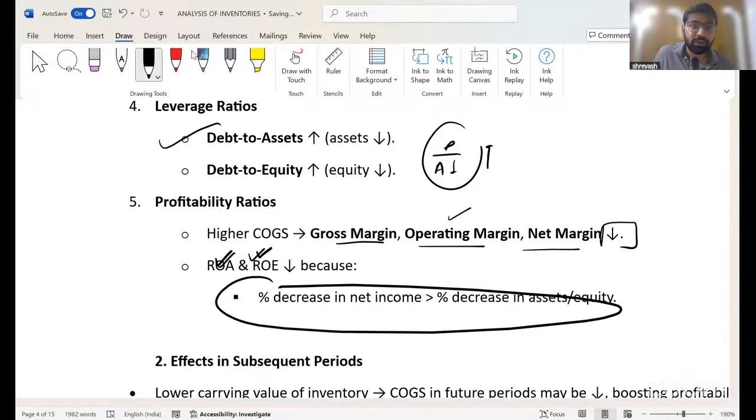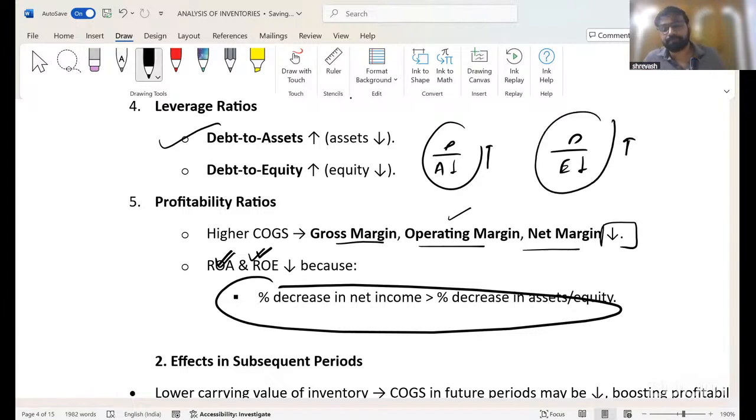Sir, debt to equity ratio, what will happen to that? Sir, debt divided by equity. Equity is going down because retained earnings are going down, because COGS have gone up and profit has gone down. Ultimately, what will happen to the entire ratio? Sir, it will go up. Right. And ROA and ROE will ultimately reduce.